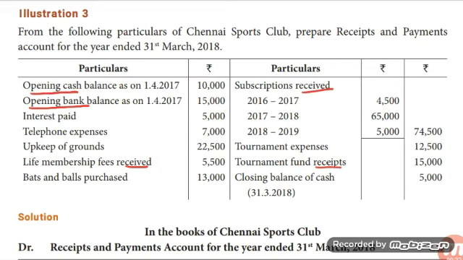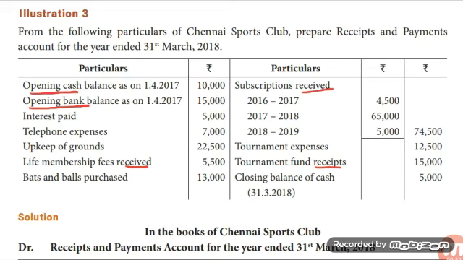Opening cash balance as on 1st April 2017, 10,000. Opening bank balance as on 1st April 2017, 15,000. Interest paid 5,000. Telephone expenses 7,000. Upkeep of grounds 22,500. Life membership fees received 5,500. Bats and balls purchased 13,000.